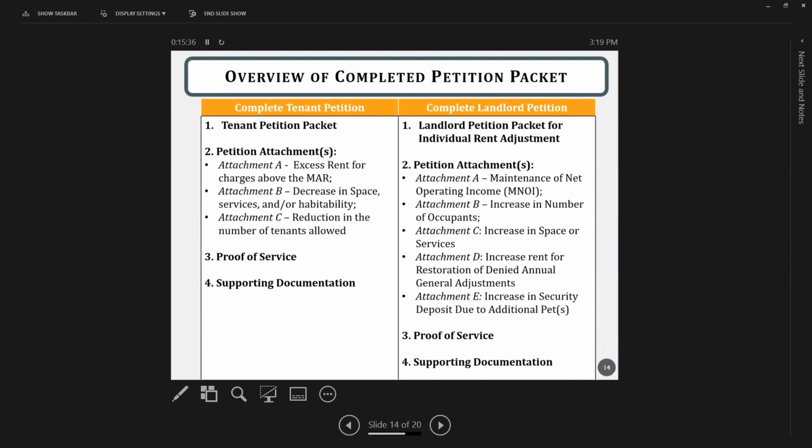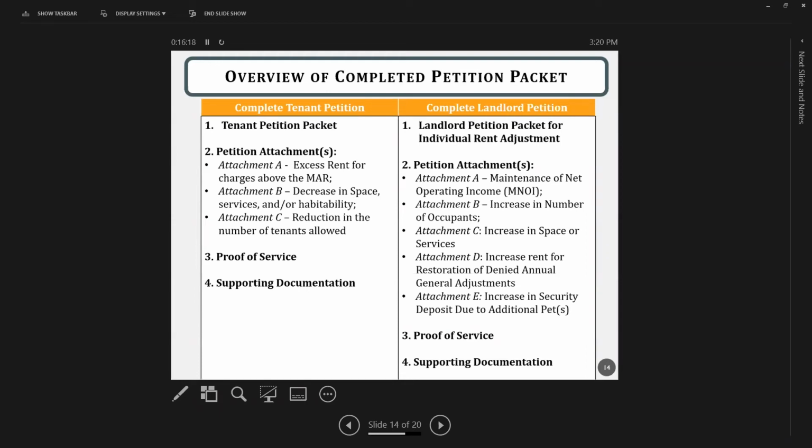Presented is the list of what a completed tenant or landlord petition has and is required. A complete petition is submitted to the rent program. A tenant petition will include the tenant petition packet, attachment form either A, B, C, or D, the proof of service, and supporting documents. A completed petition for the landlord will include the landlord petition packet, attachment form A, B, C, D, or E, proof of service, and supporting documentation.